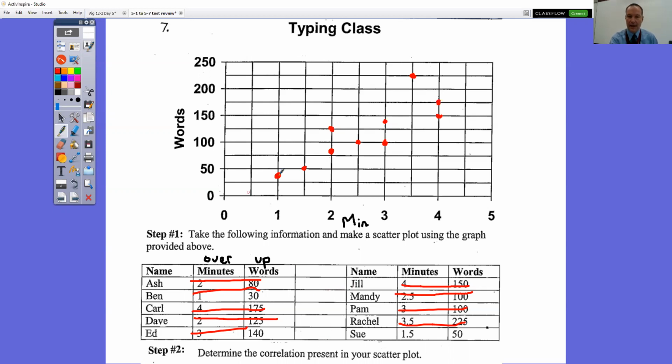So now that I graphed the scatter plot, step number 2 here says determine the correlation. So I want to know, is this positive, negative, no, or nonlinear? Well, our dots are going up as we go from left to right, just like we read a sentence. So this would be positive correlation because our dots are going up. So again, do not connect the dots when you draw your scatter plot tomorrow.